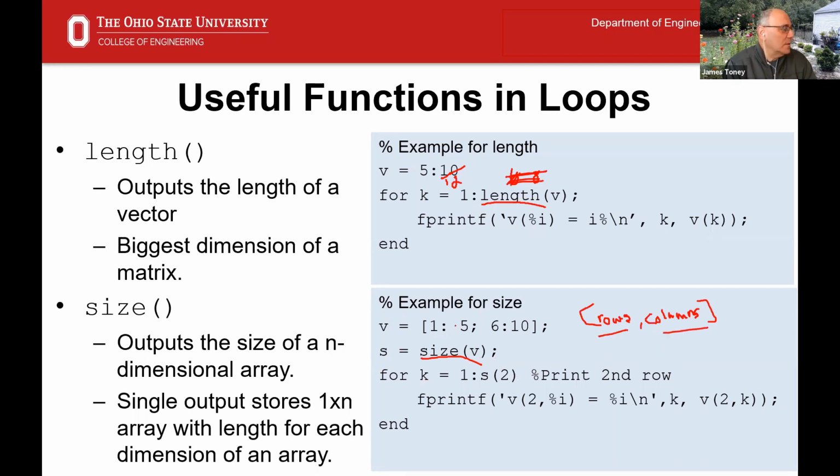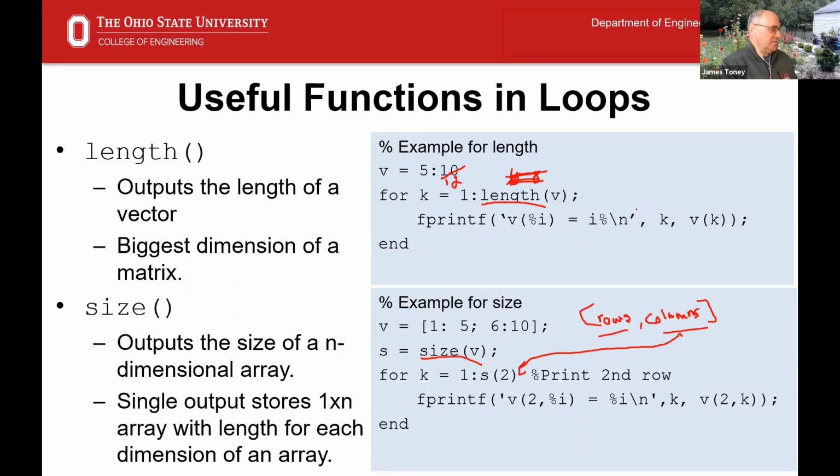Okay, so for a 2-dimensional matrix, size will give you the number of rows and the number of columns. All right, so this says for k equals 1 to s of 2, which is the number of columns. So it's going to loop over however many columns there are in this matrix, which in this example means it's going to print out the whole second row. All right, so use length and size. Don't hard code the size of an array.